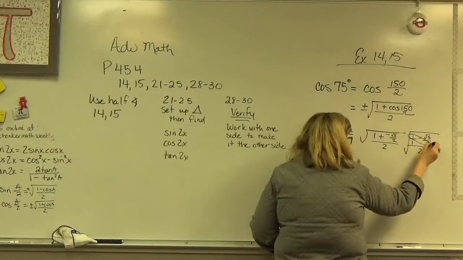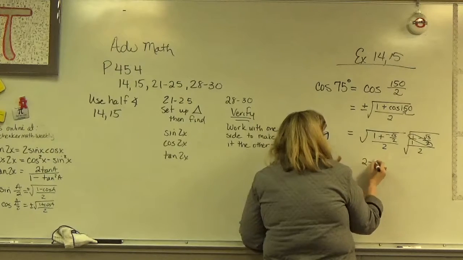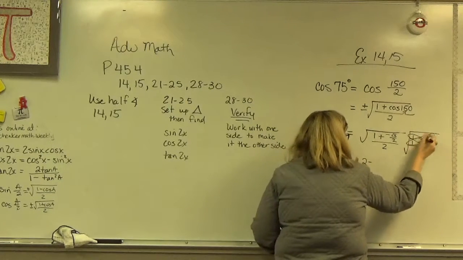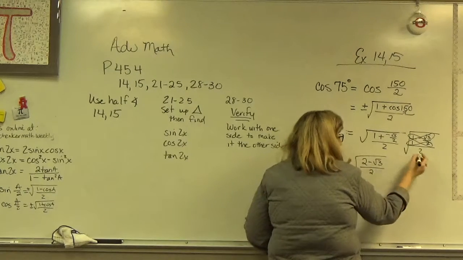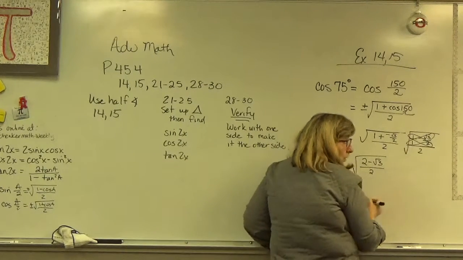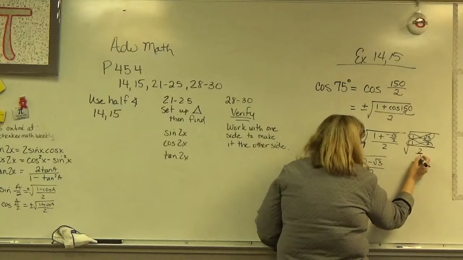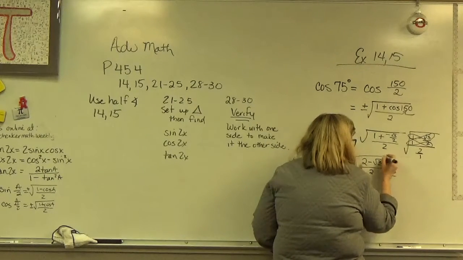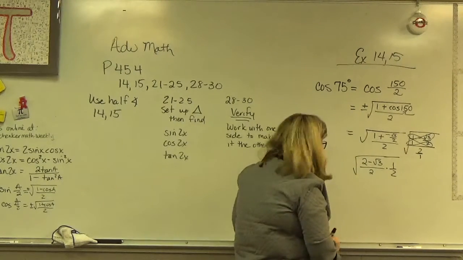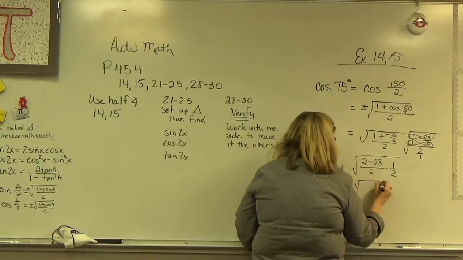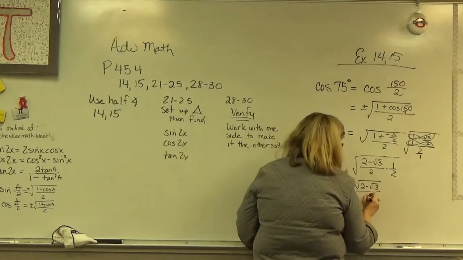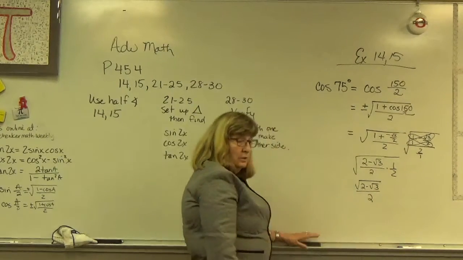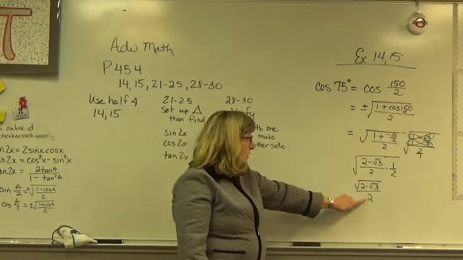What's the first wing? 2 minus, what's the second wing? And it's being divided by 2, right? Which when you divide, don't you invert and multiply? So now we have the square root of 2 minus the square root of 3 all over 4, the square root of 4, which is 2. So I went ahead and got rid of the radical on the bottom.